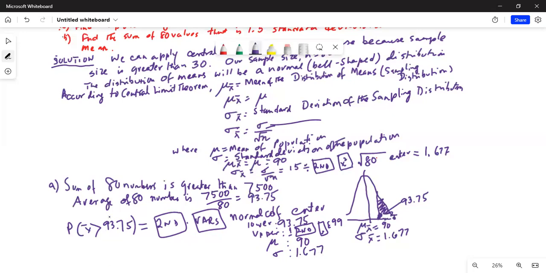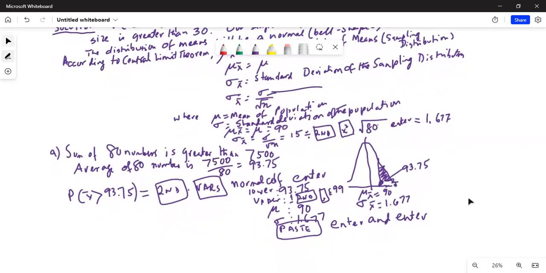1.677. And then I go to pest. And as you know by now, pest means I have to hit enter button twice. Enter and enter. Enter once, then enter again. And the answer is, so again, I have to move the screen. Move the board a little bit up.